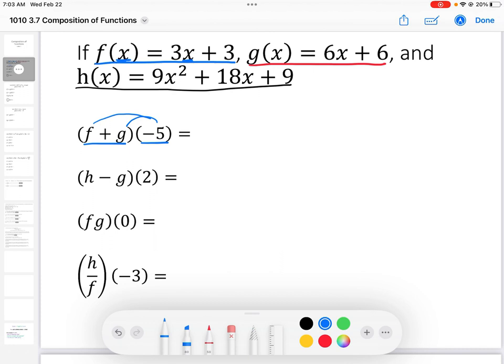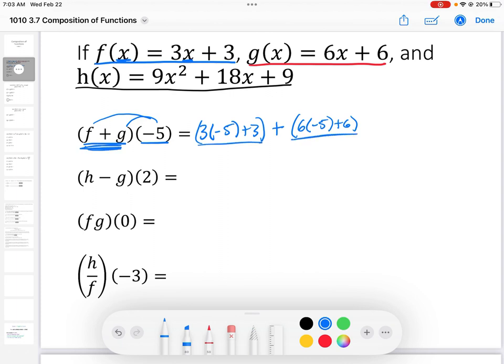So the way that you would calculate this is you would say, okay, well, if I input -5 into f, I get 3 times -5 plus 3, and I could simplify out what that is going to be. And then I'm going to add this to the result of g if I input -5. So if I do 6 times -5 and add 6 to that, that would be the result of inputting a -5 into g. And the function f plus g is basically going to be those two results added together.